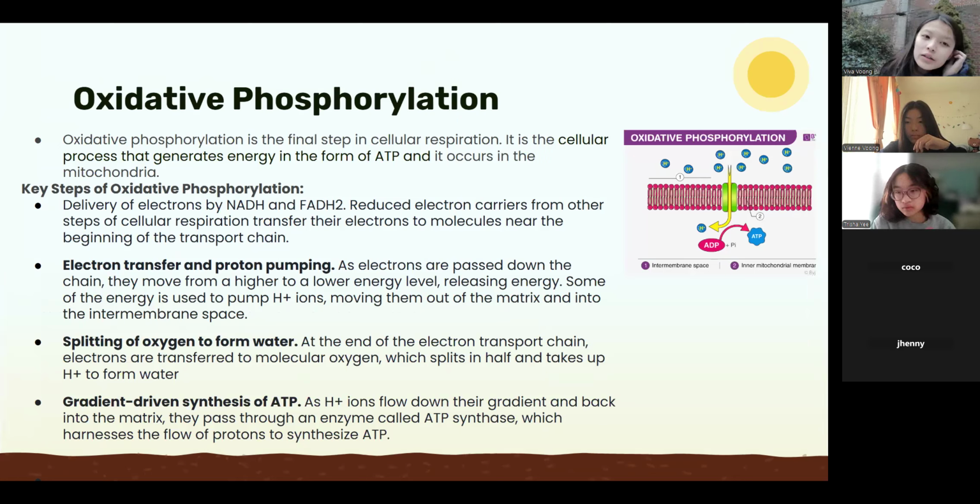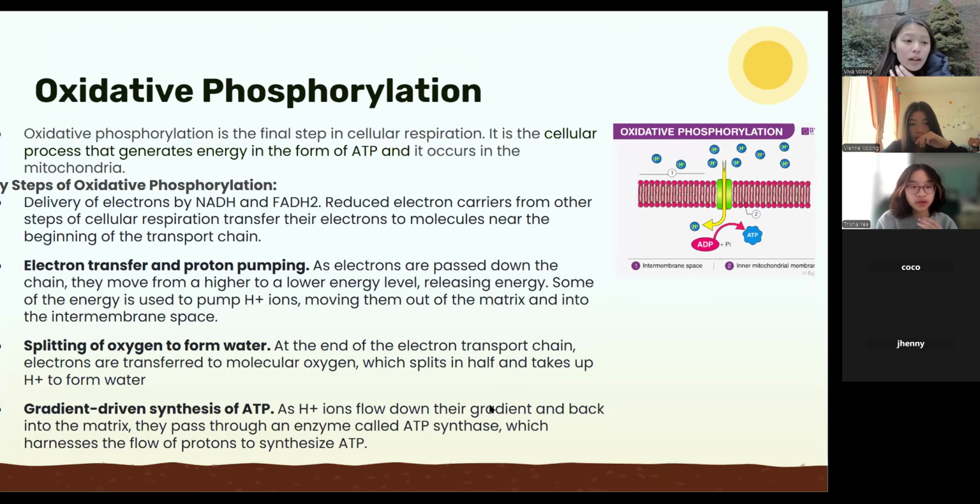So oxidative phosphorylation is the final step in cellular respiration, and this is the step that generates the most energy, and this is a step that happens in the mitochondria, which is why it's commonly known as the powerhouse of the cell. So in oxidative phosphorylation, what happens is that the NADH and FADH2 that's generated from the Krebs cycle is delivered, and electron carriers take these electrons and pass them through the electron transport chain, which creates a proton gradient.